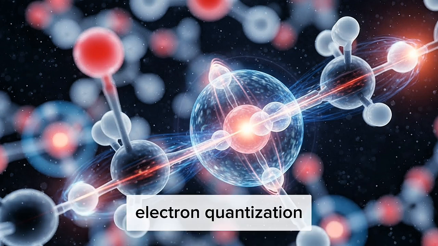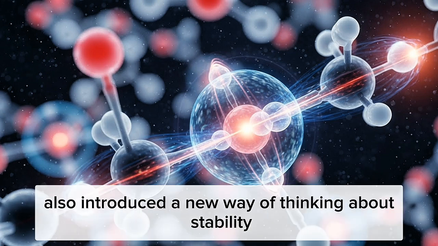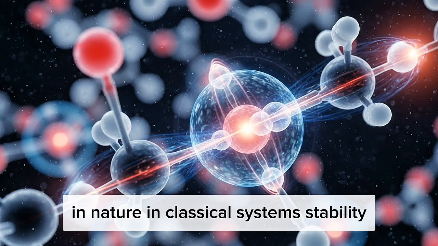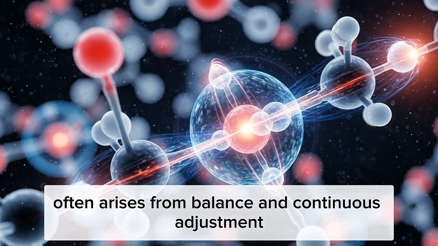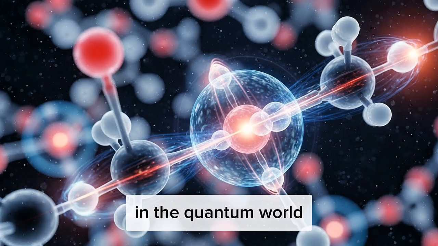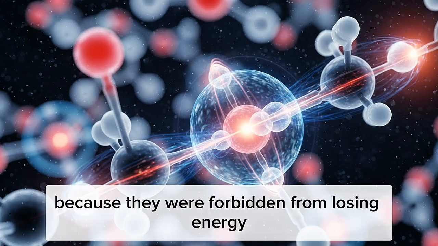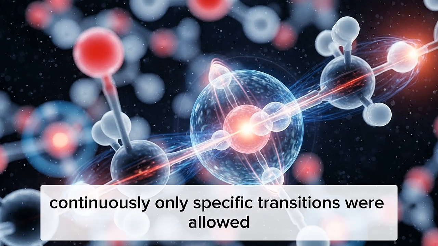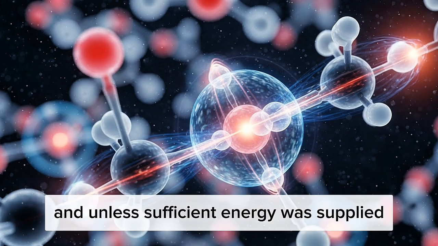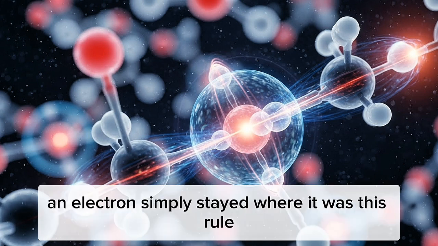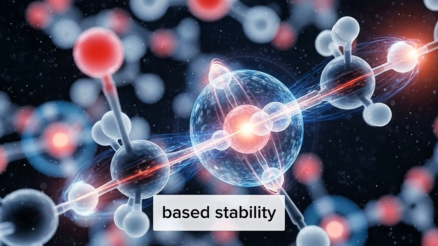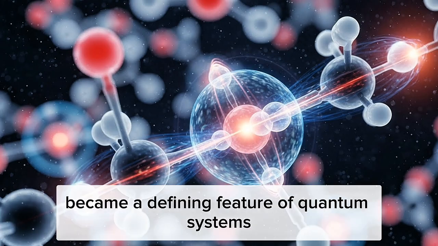Electron quantization also introduced a new way of thinking about stability in nature. In classical systems, stability often arises from balance and continuous adjustment. In the quantum world, stability emerged from restriction. Electrons were stable because they were forbidden from losing energy continuously. Only specific transitions were allowed, and unless sufficient energy was supplied, an electron simply stayed where it was. This rule-based stability became a defining feature of quantum systems.